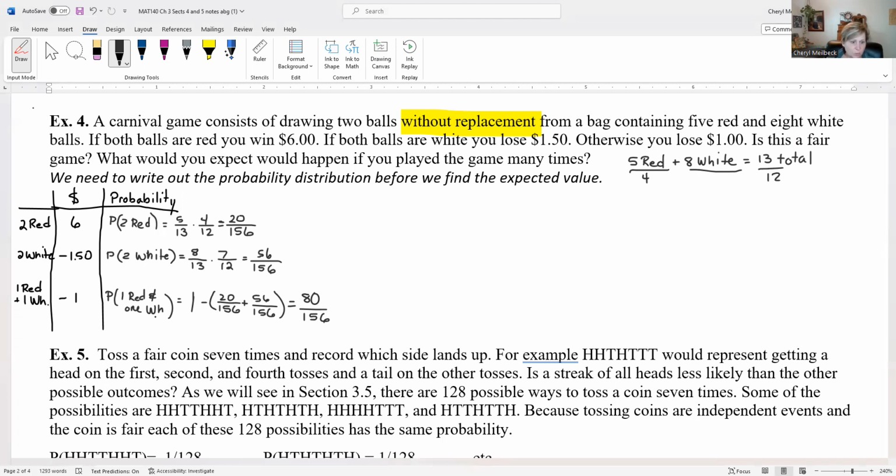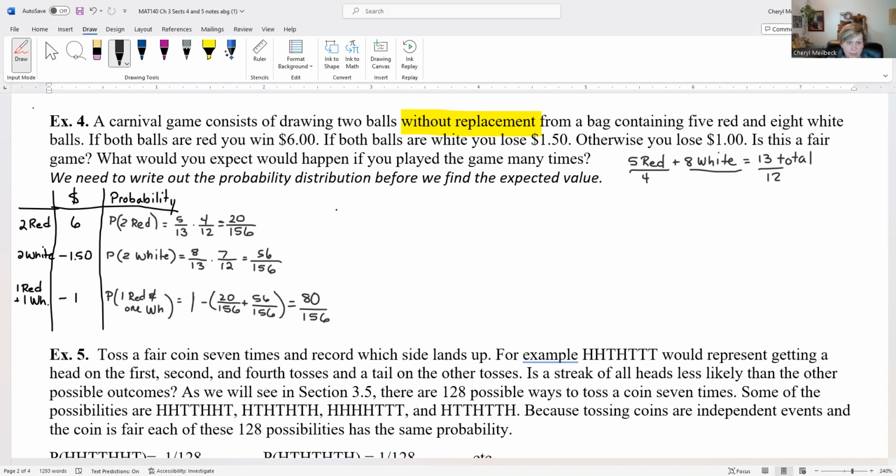Now, to draw 1 red and 1 white, we could either draw the red first and the white second, or the white first and the red second. So instead of calculating those 2 probabilities and adding them together, since this is the complement of the previous 2, we can just take 1 minus the sum of these 2 probabilities to find all the other possibilities. So the probability of 1 red and 1 white would wind up being 80 out of 156.